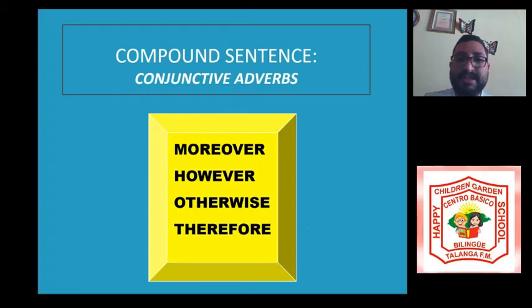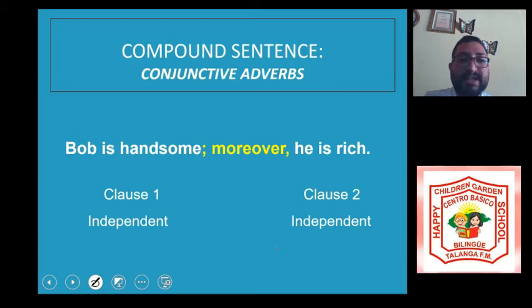Now, compound sentences with conjunctive adverbs: moreover, however, otherwise, therefore. When we see one of these, we're going to be in front of a compound sentence, okay? Bob is handsome; moreover, he is rich. So, see, we have a semicolon and a conjunctive adverb that joins the two sentences together. Bob is handsome, one sentence. He is rich, sentence number two.